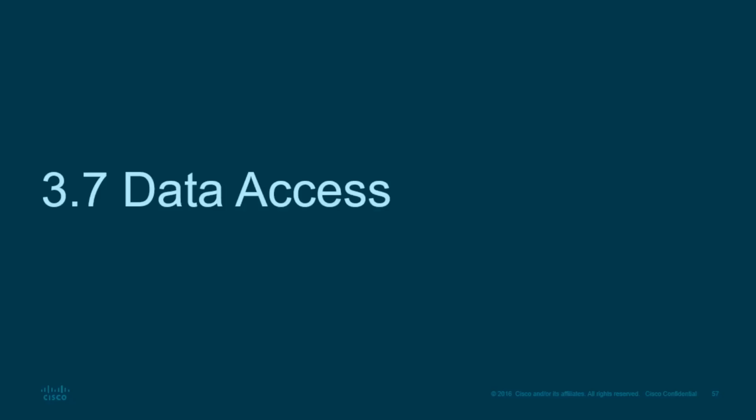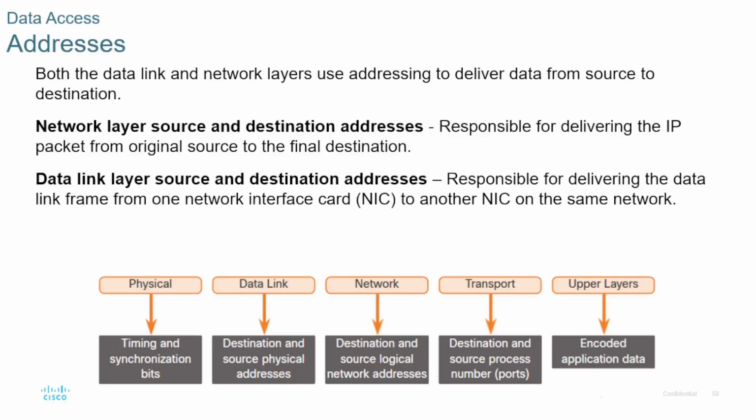Proper addressing is essential for accessing data on a network because it tells devices where to send and receive information. Both the network and data link layers use addressing to deliver data from the source to the destination, but they serve different purposes. At the network layer, source and destination addresses, known as IP addresses, are responsible for delivering the IP packet from the original source device all the way to the final destination, even across multiple networks.